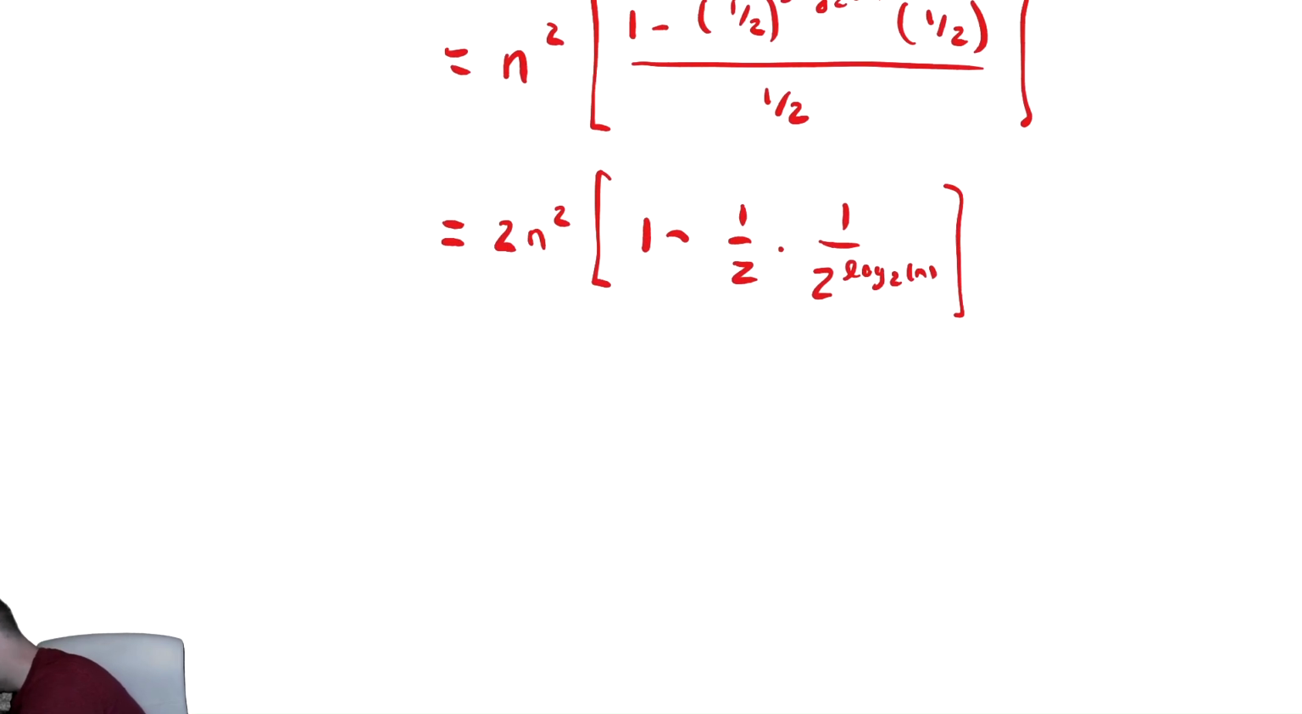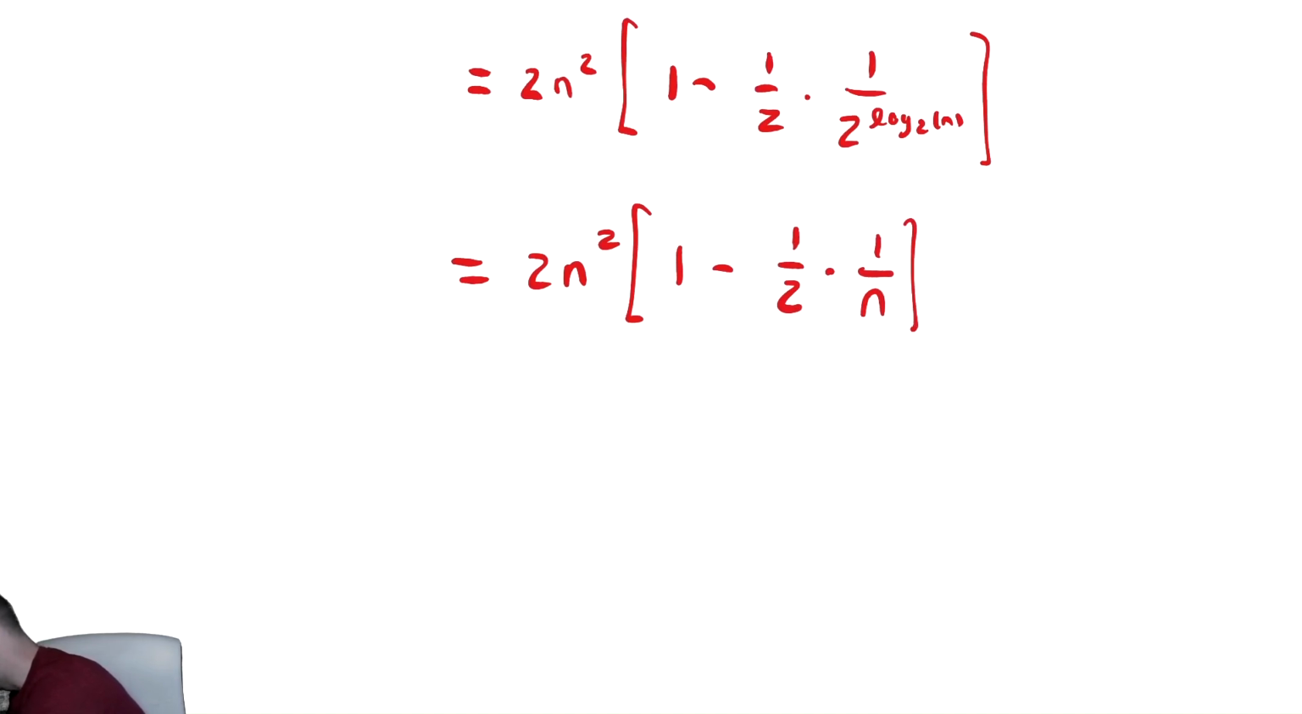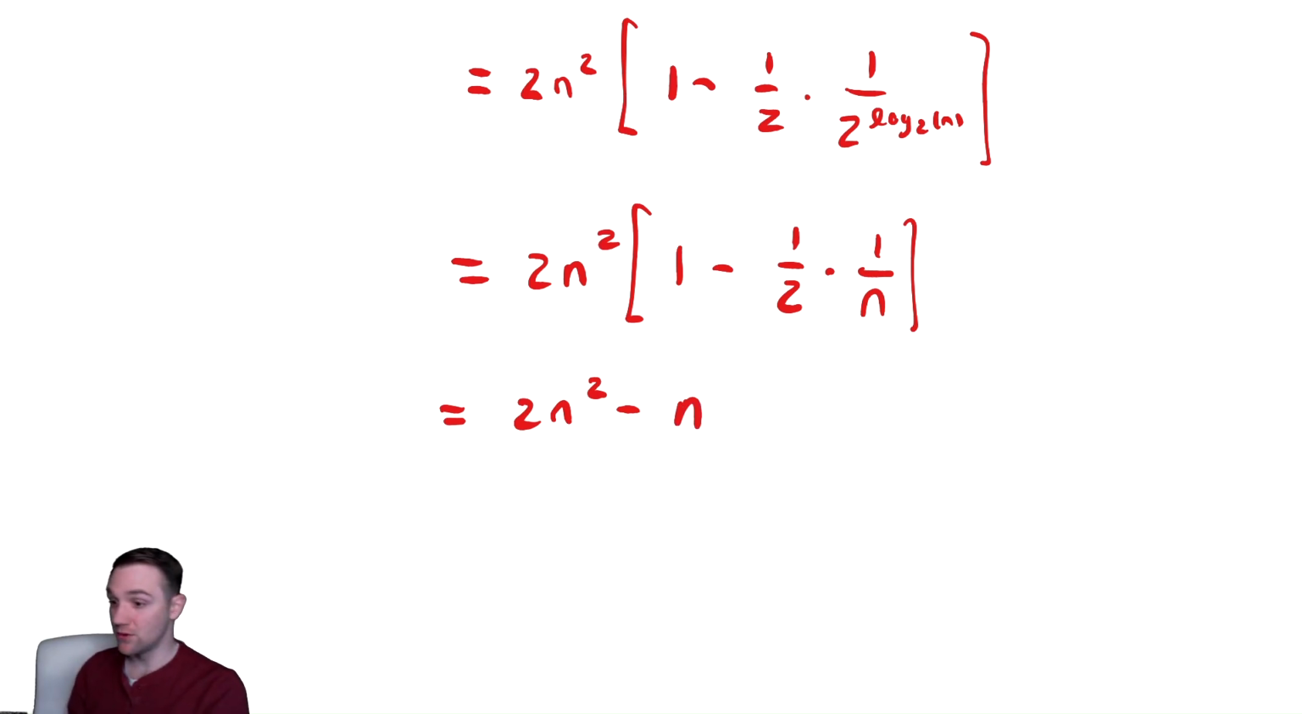We can now simplify as 2n squared times quantity 1 minus 1/2 times 1 divided by 2 to the log base 2 of n, which is just n. I can now distribute that 2n squared and get 2n squared minus, a bunch of stuff cancels in the second term, and we just have n. We would now need to bound this above and below by a number times n squared, because this looks like it's in theta of n squared.